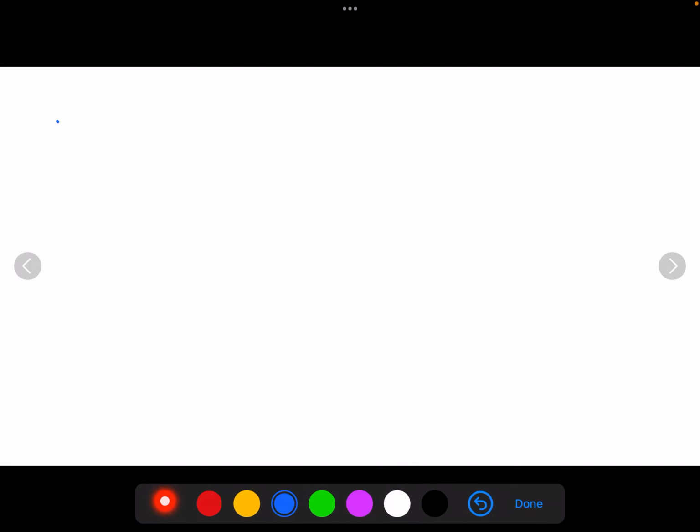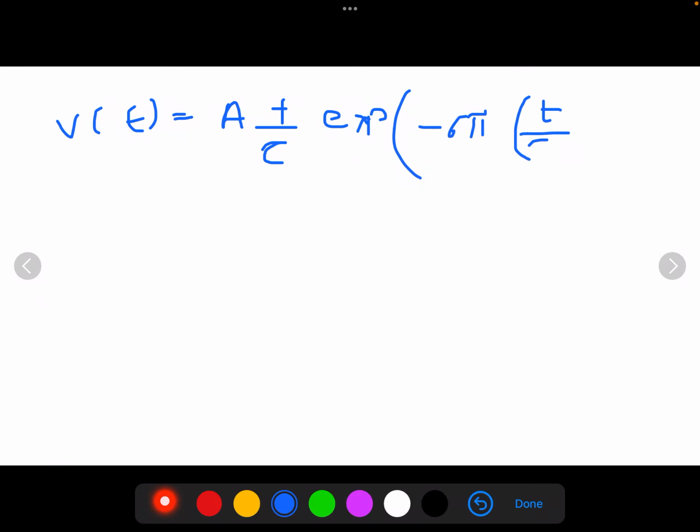The waveform of the Gaussian monocycle is given by the equation V of t is equal to A t by tau into exponential of minus 6 pi (t divided by tau) squared. So this is the equation, where A is the amplitude scaling factor and tau is the time constant of the pulse. This signal is normalized to unit amplitude.